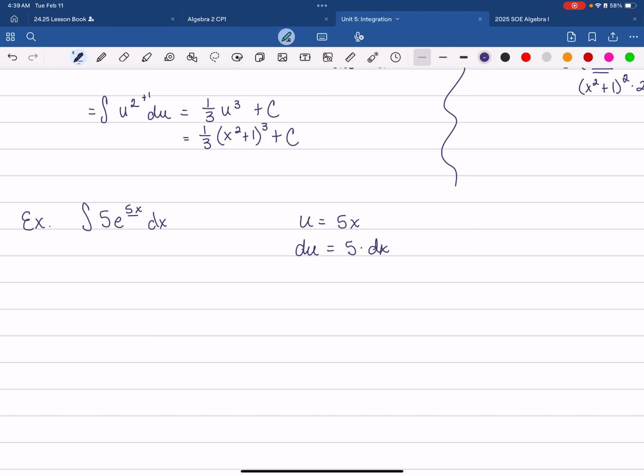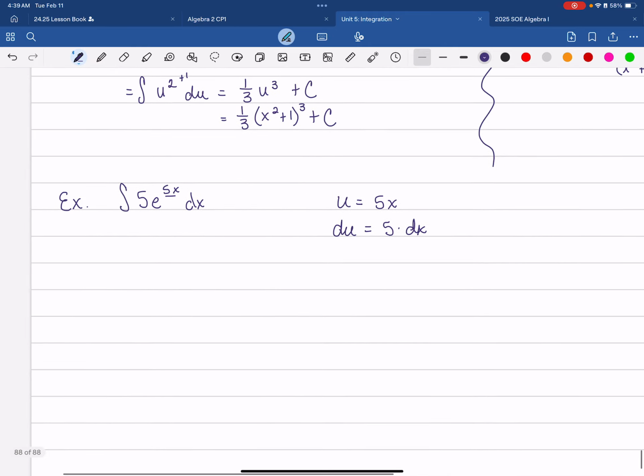And so I'm going to rewrite this now. This equals the same thing as e to the 5x times 5 dx. This piece right here is my du. This right here is my u. So I have the integral of e to the u du. The antiderivative of e to the u is just e to the u plus c.